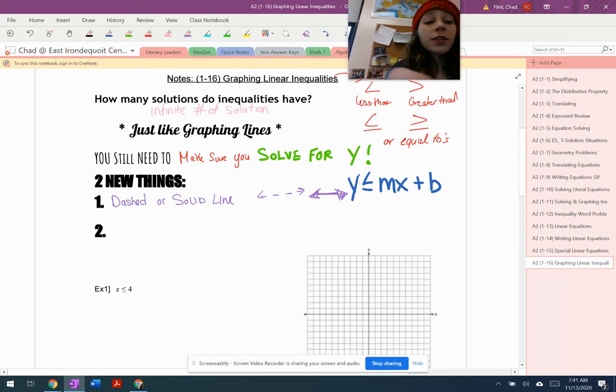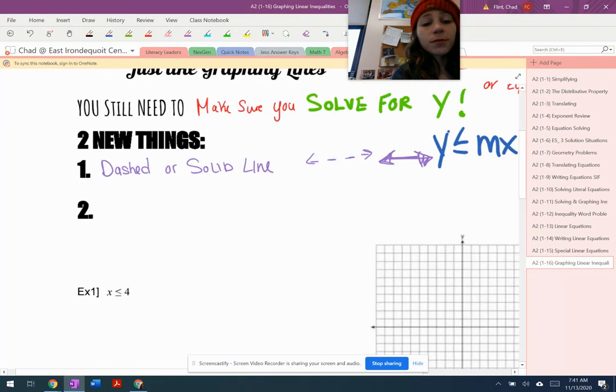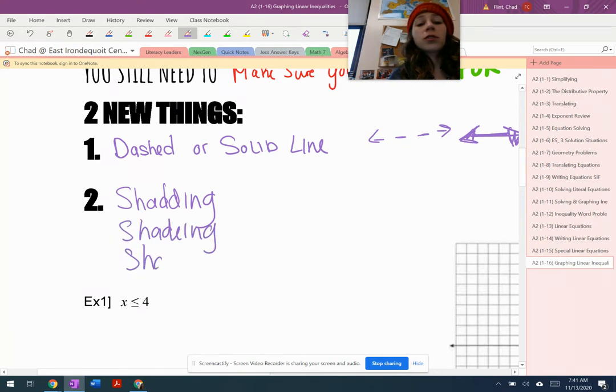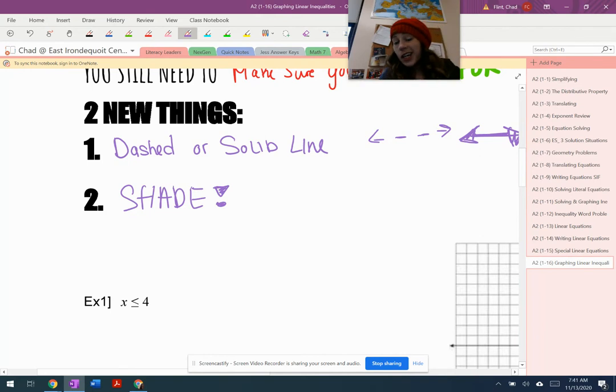And then the second new thing you need to consider is the shading. Shading? Is there two Ds? I have no idea, guys. Let's just avoid the word altogether. So, shade. Cool. Remember, which way do you need to shade? Do you need to shade above the line or below the line?